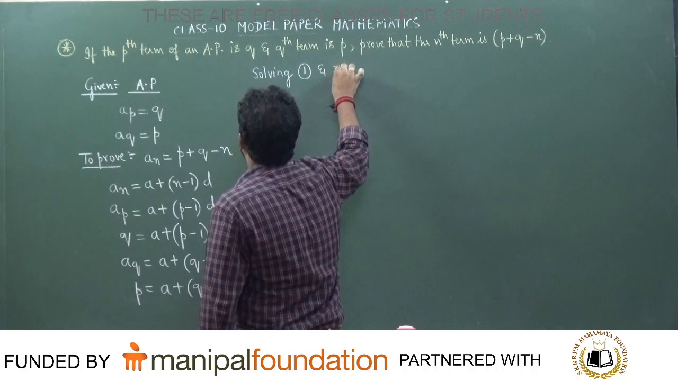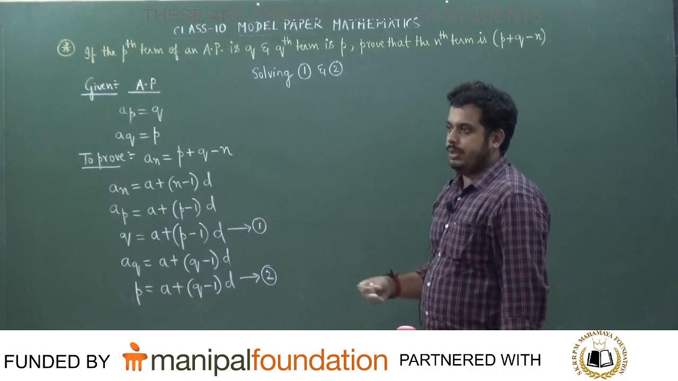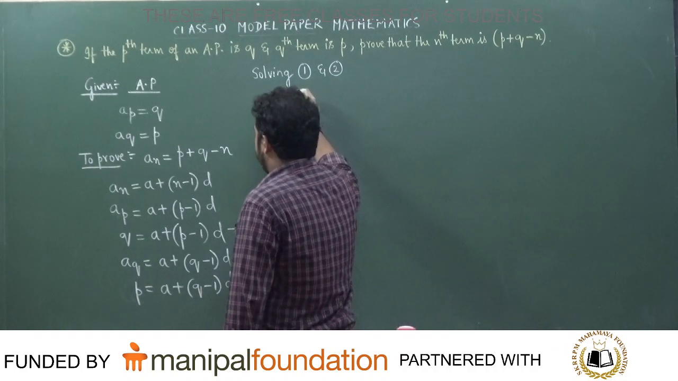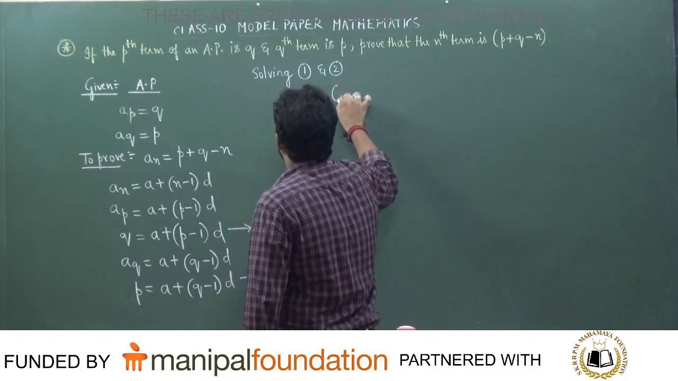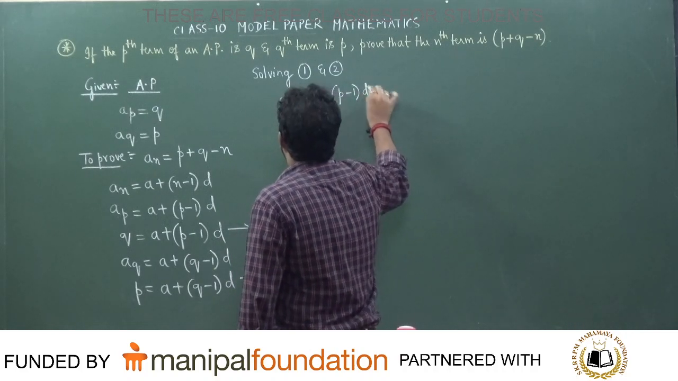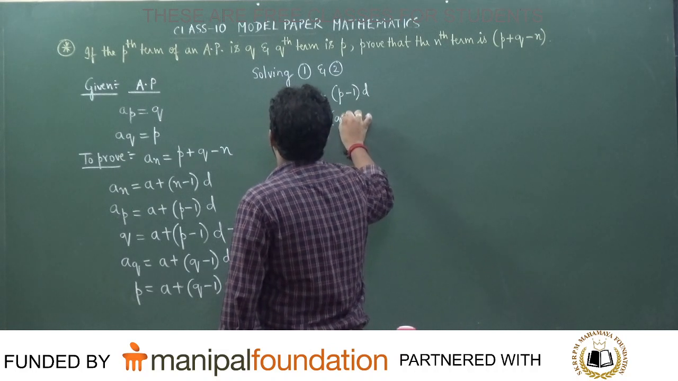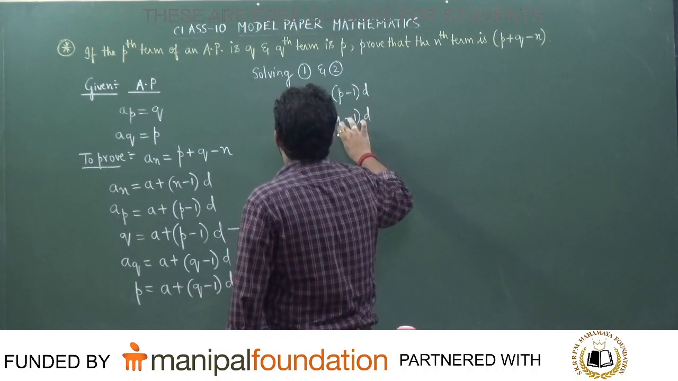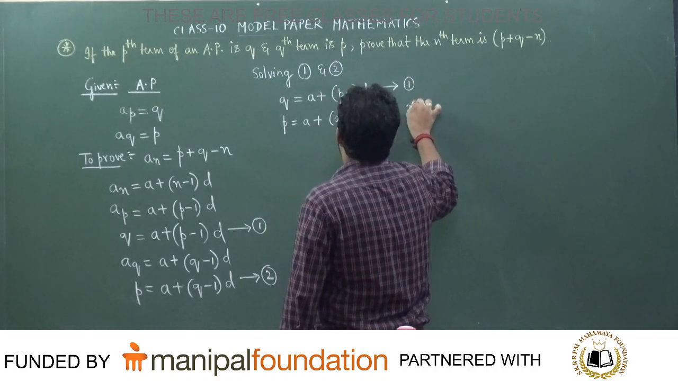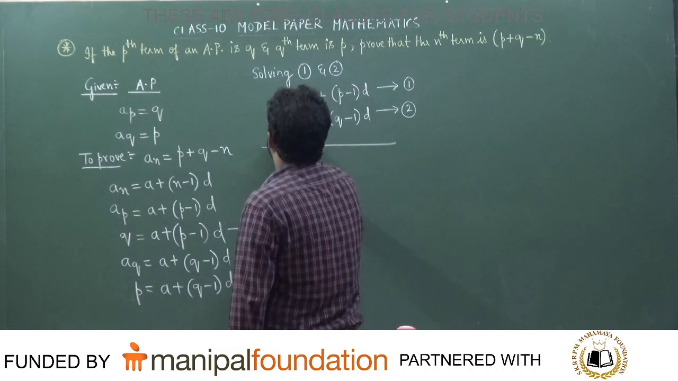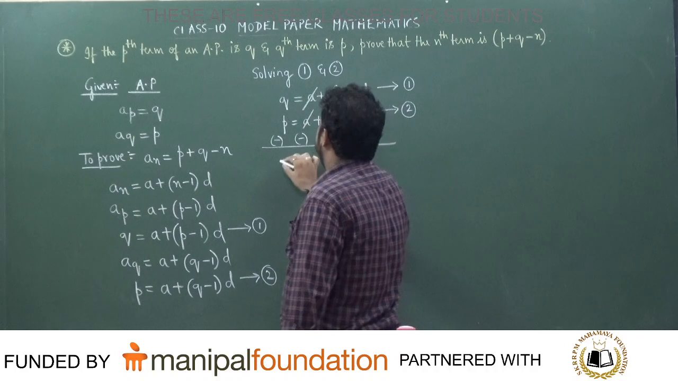Everybody must notice this. If there is difficulty in the exam, it is because of these types of questions. We have to see how to solve them. So tell me what is this? Q is equal to A plus P minus 1 into D, and here P is equal to A plus Q minus 1 into D. Is it okay? This is equation number 1, this is equation number 2. So what will happen? Subtracting, this is negative, this is negative, this is negative. So plus A and minus A will get cancelled.